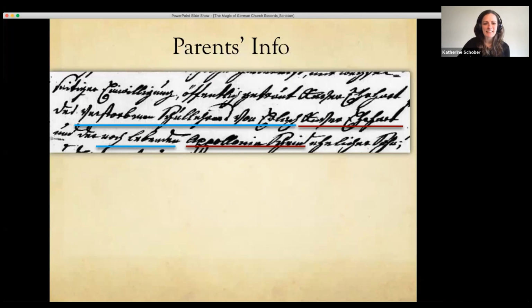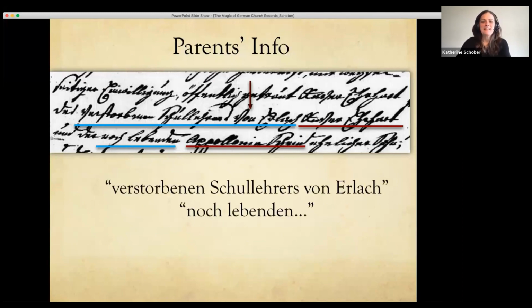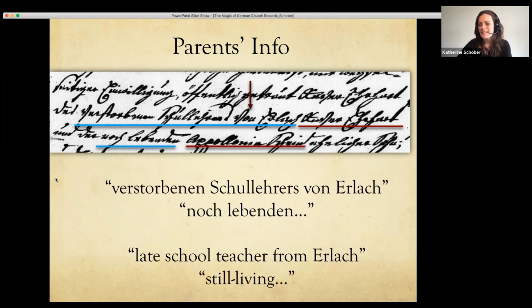So what it says here, I'm not going to make you decipher all of it. I'll just tell you what it says, is that he is the verstorbenen Schullehrer von Erlach, and she is the noch lebenden. So that means he is the late school teacher from, remember that von was one of our words in aus, von, or zu. Here it is in the writing that shows the town is coming. So he is from the town of Erlach. And then she is noch lebend, or still alive, still living.